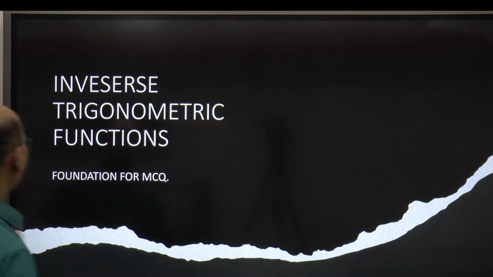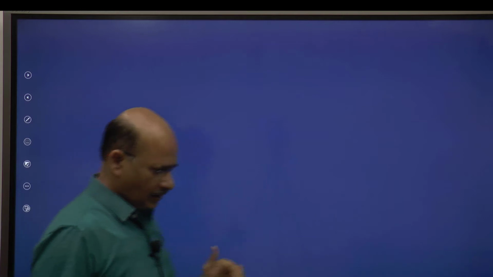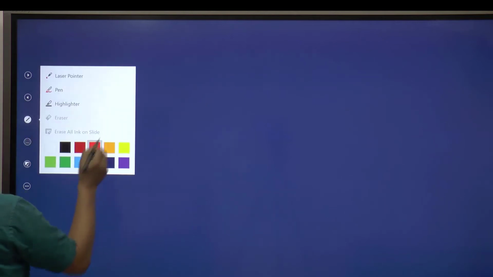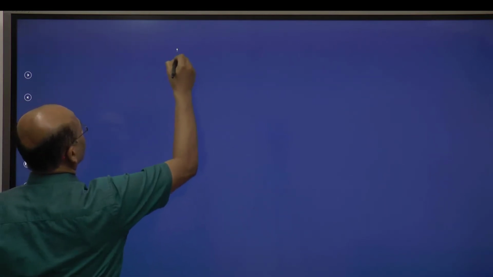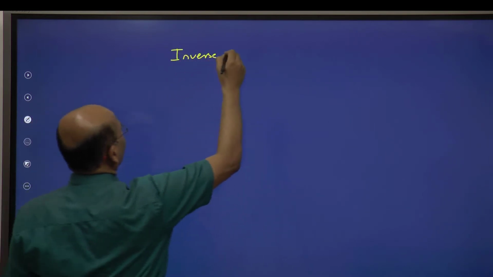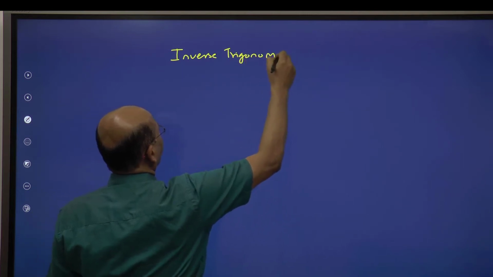So the first thing I want to share with you is about trigonometric functions. As we are dealing with inverse trigonometric functions, pay attention, right? So, inverse trigonometric functions.